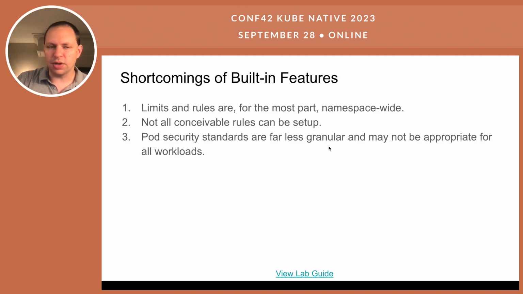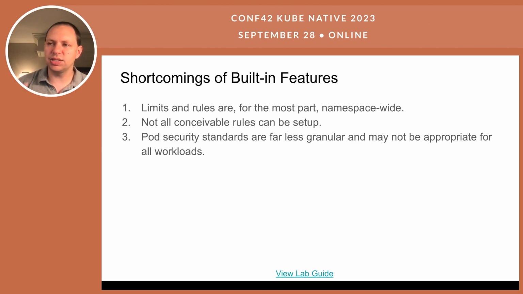There are shortcomings though. One of the big ones is, and I don't even know if I've got it on the PowerPoint here, that it doesn't allow you to control access to external host names. A lot of people we see use Kubernetes service entries to control access to particular host names. Most of the rules are namespace wide, but you can do pod selectors, like label selectors. Not all conceivable rules can be set up. So again, external host names is a big limit.